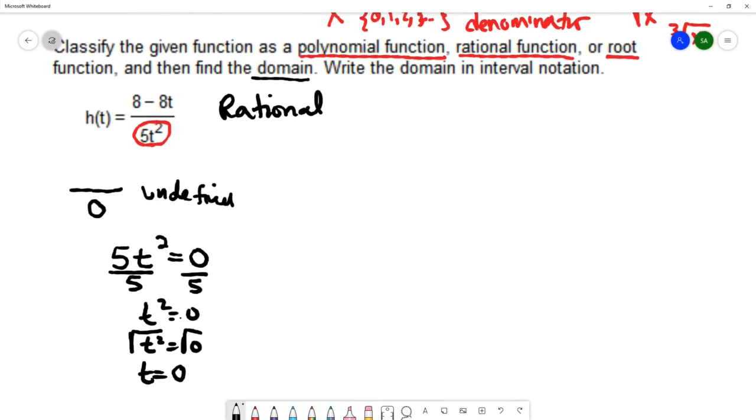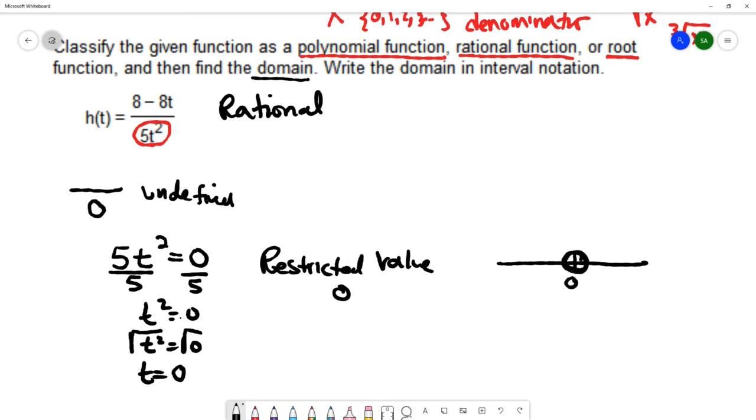Typically we would put a plus and minus here, but 0 is neutral. It doesn't have a plus or minus sign. And so we have a restricted value of 0. A restricted value is a value that if we substitute it into the function, we're going to get undefined. We're going to get something that is not defined. So this value is not allowed to be in the domain, but every other value is. So if I think about that graphically on the number line, 0 is restricted. I mark that with an open circle. Every other number on the number line is allowed.